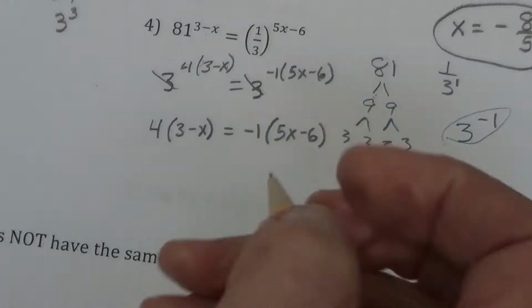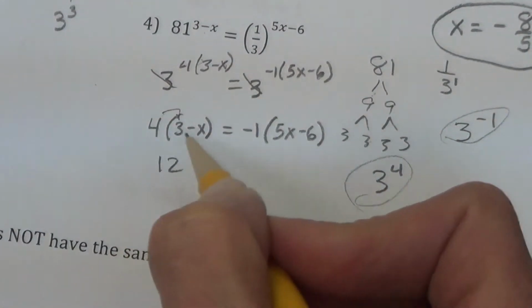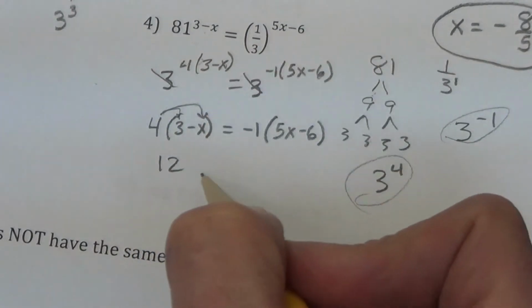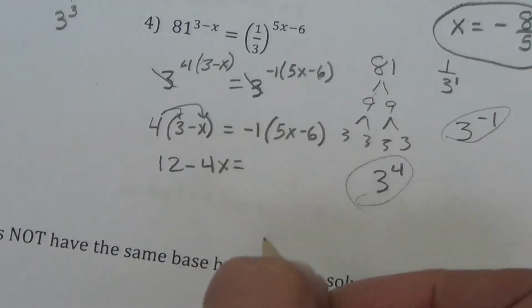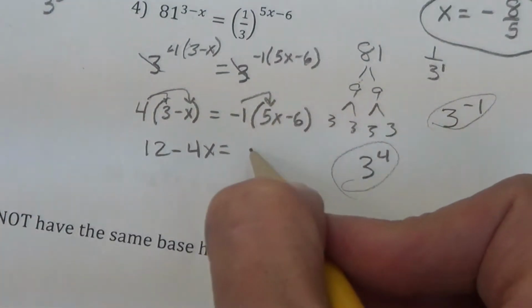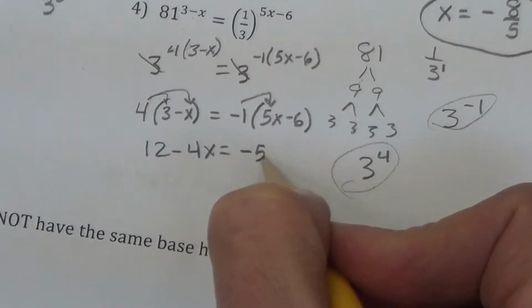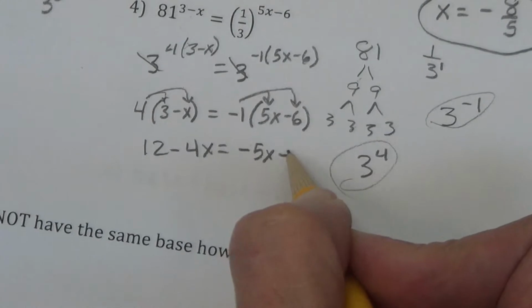Okay. Now we need to distribute. 4 times 3 is 12. 4 times negative x is negative 4x. Negative 1 times 5x is negative 5x. Negative 1 times negative 6 is a positive 6.